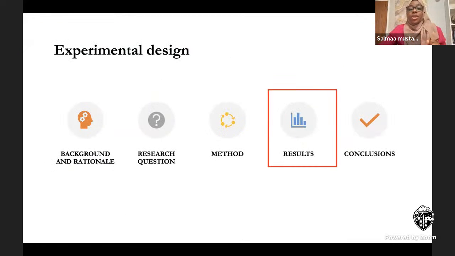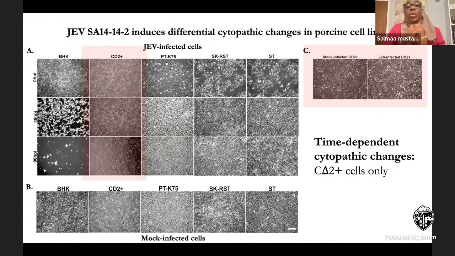So, results. I will start with the changes that I saw with viral infection before I move on to IFA, okay? So these are all the cell lines that we used. We used BHK kidney cells, macrophages, the nasal turbinates, the kidney cell line, and the testis cell line, okay? So these are the changes, the cytopathic effects, we're seeing, CPE, at 0, 48, and 96 hours post-infection.